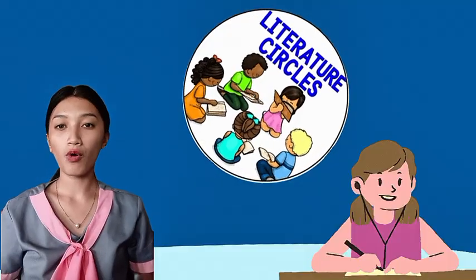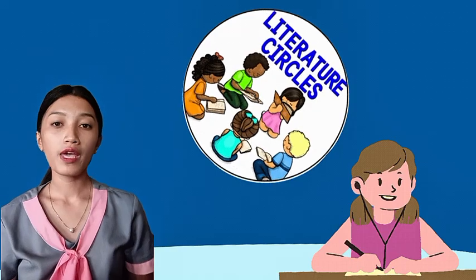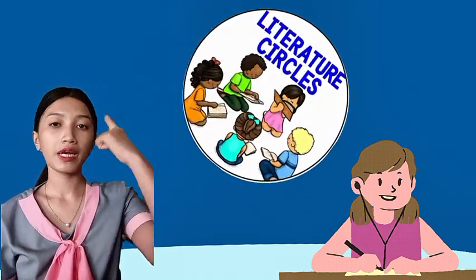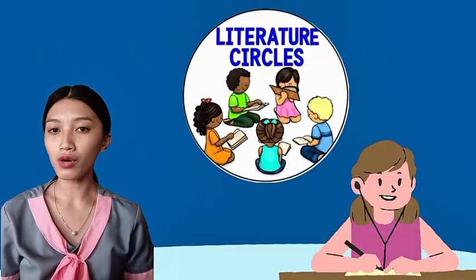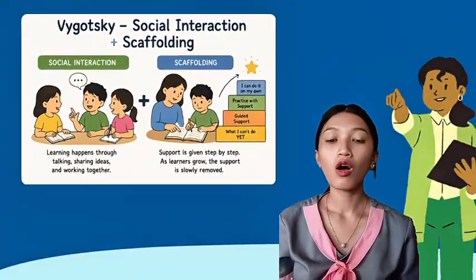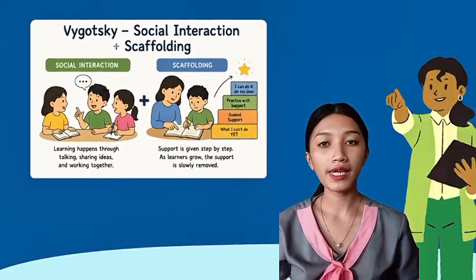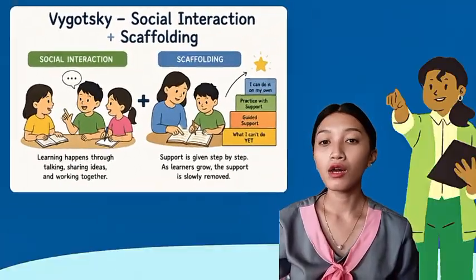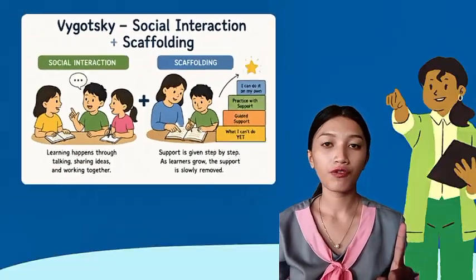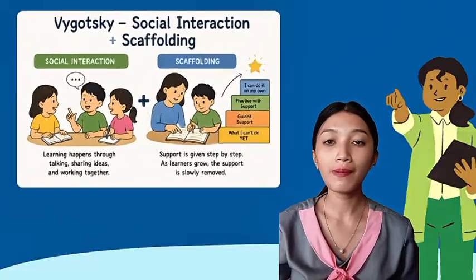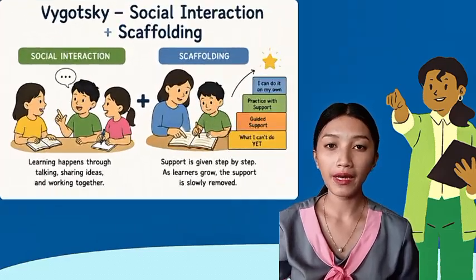Literature circles transform the classroom from teacher-centered to student-centered, where they encourage participation, critical thinking, communication, and responsibility for their own learning. Literature circles are also based on social constructivist theory, particularly the idea of Lev Vygotsky. Learning happens through social interaction and scaffolding. The teacher first gives guidance at the beginning and gradually lets the students do it independently.